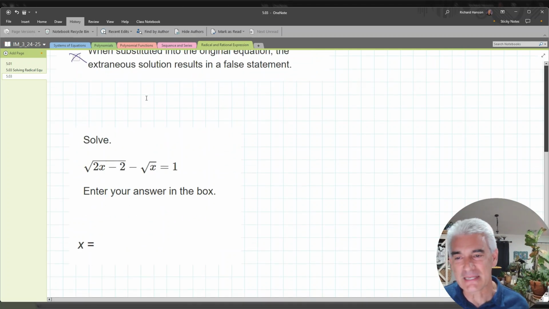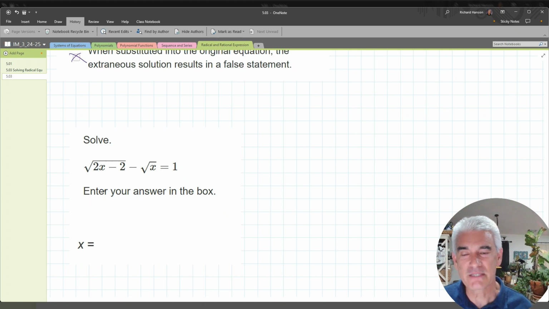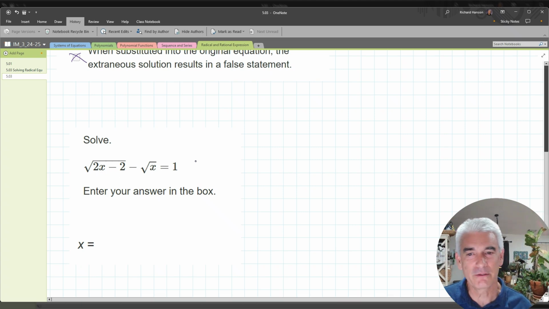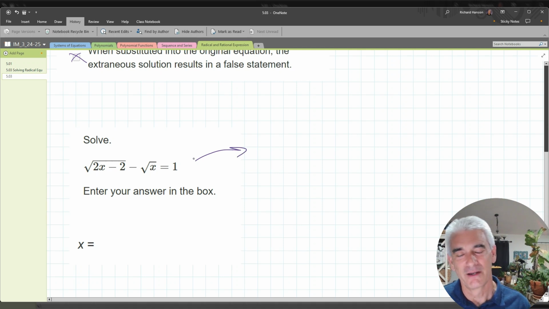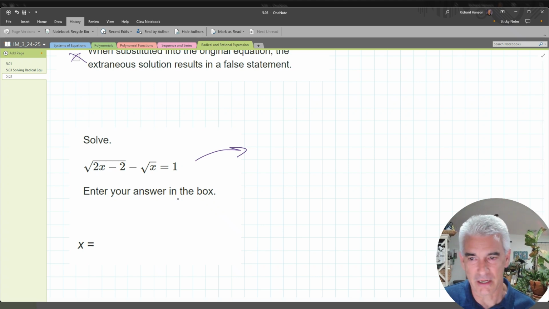This is messy. So I need to square both sides, but the problem is when I square both sides, I'm still going to have a radical in the problem. The reason I included this in our examples is because it's so much work, and I'd rather I have a shot at doing it.